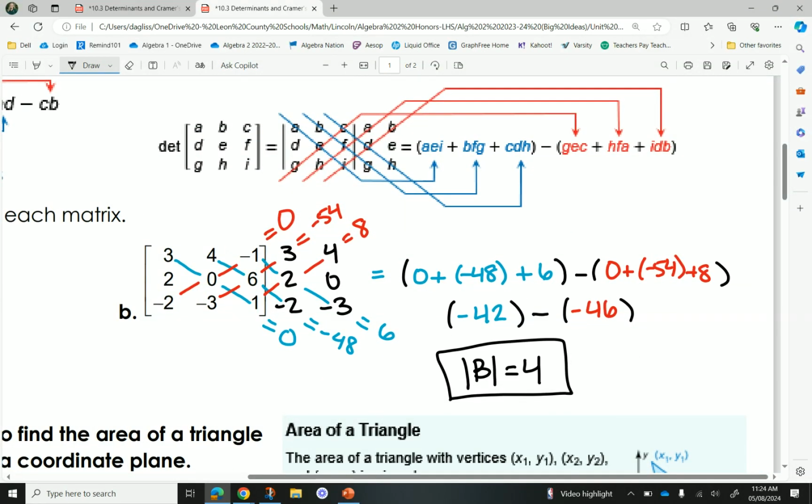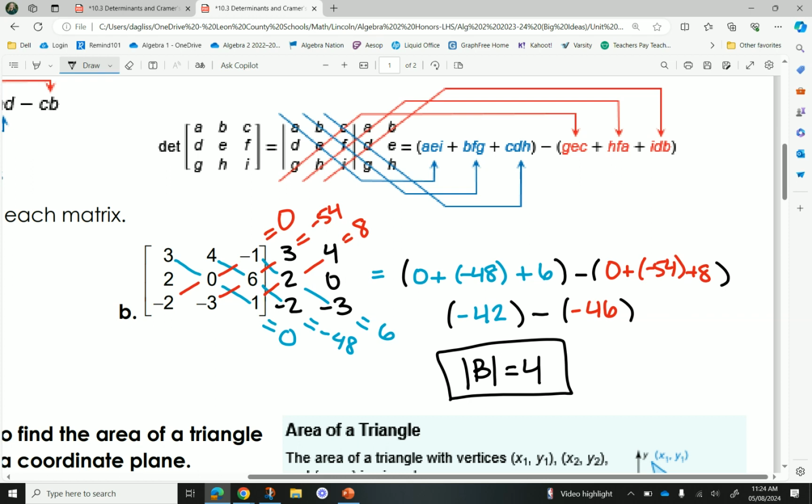Does it matter which one you use? Oh, the notation? No, they're the same thing. Yep, I don't care.